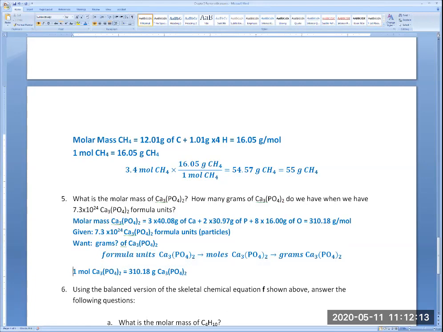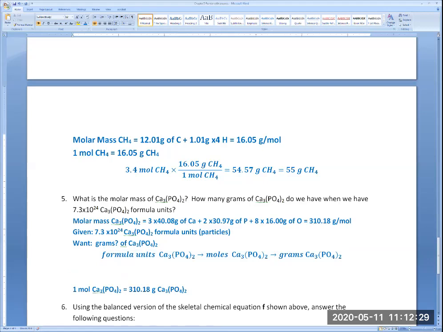That's going to be the second conversion factor. And we need the first conversion factor between formula units and moles. So before that, we need another one that will relate the moles to particles, to formula units. And that's the Avogadro number, right? So 6.022 times 10 to the 23rd.